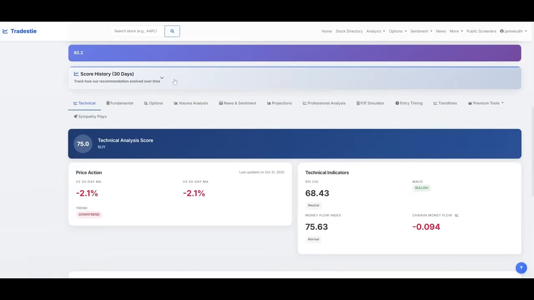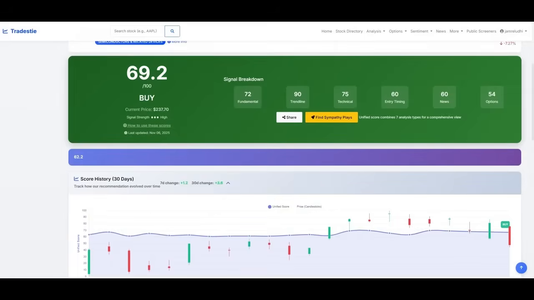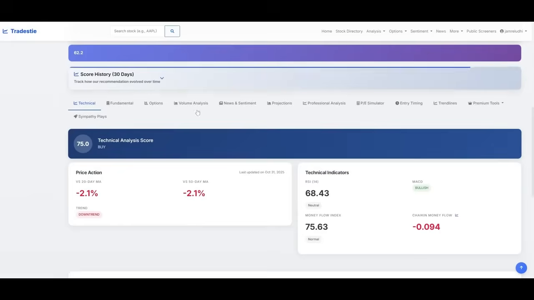Okay, so let's get down. Now this is the score history card. Basically I'm talking about the history for this score. You can see that AMD has been a buy for the last 30 days, and still the rating is a buy for this stock. So this is a good way to find out how this algorithm is working, and what the score history is for a particular stock.